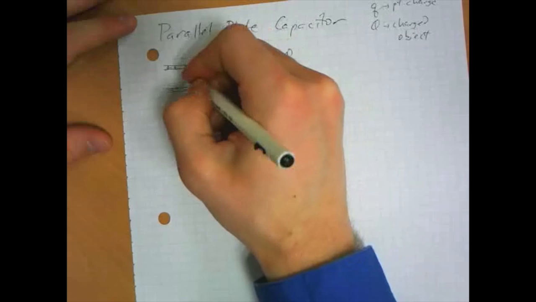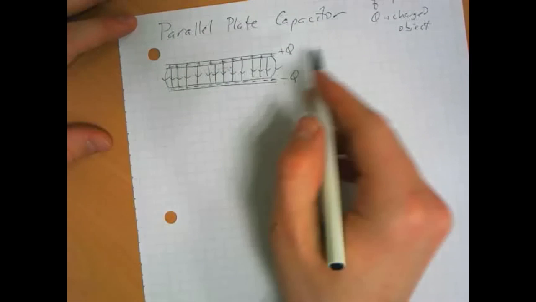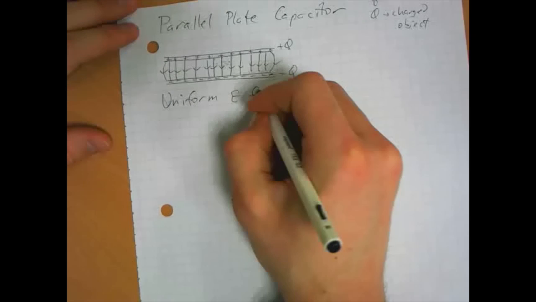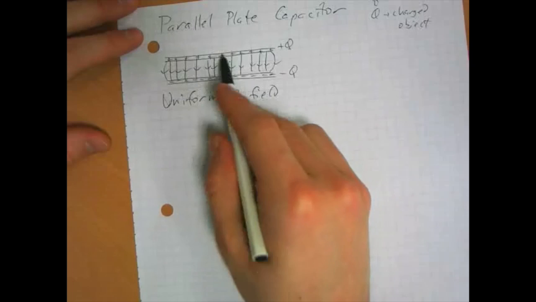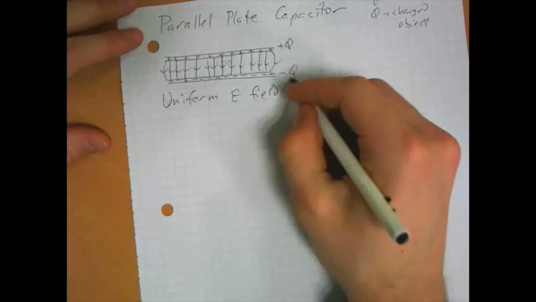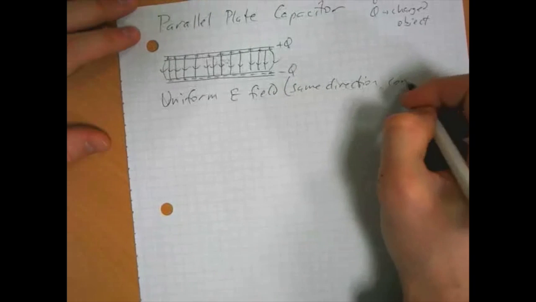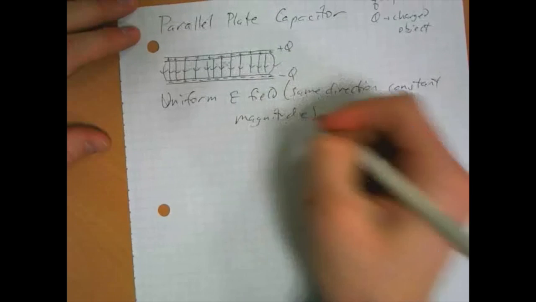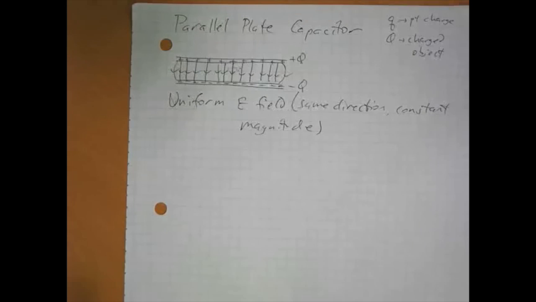But in the middle, a parallel plate capacitor has a uniform E field. It points straight in one direction, and it has a constant magnitude at every point in between these two. So it points in the same direction, constant magnitude. This winds up being very useful in electronics because you have that predictable E field, and so when electrons are moving around, they will behave in a predictable way.